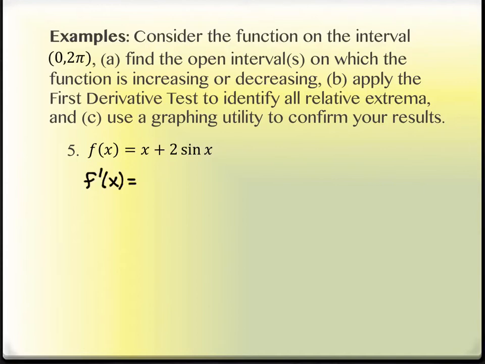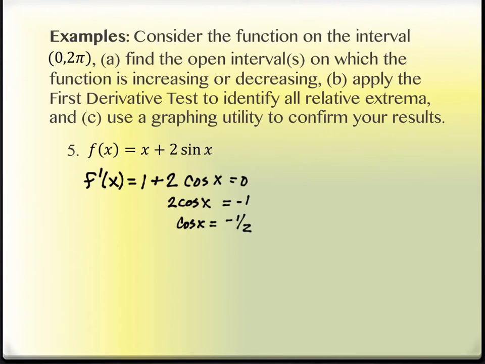We need to find the derivative. So what's the derivative of x plus 2 sine x? 1 plus 2 cosine x, yes. Okay, everybody good with that? Okay, derivative straightforward. Set it equal to 0. So this is 2 cosine x equals -1. Cosine of x is -1/2.